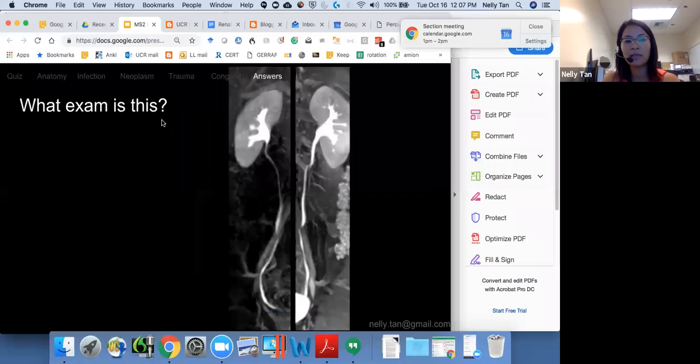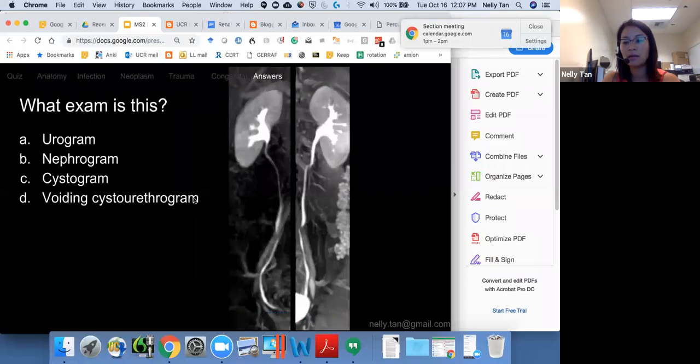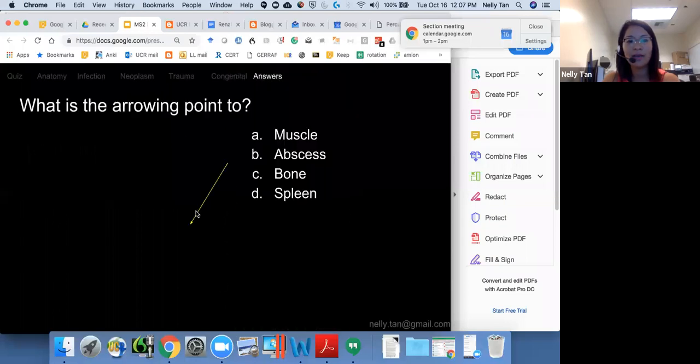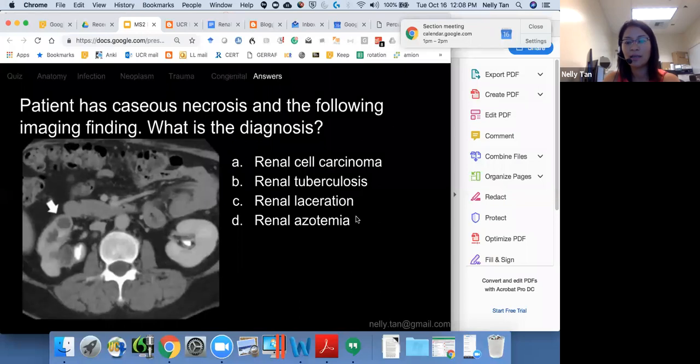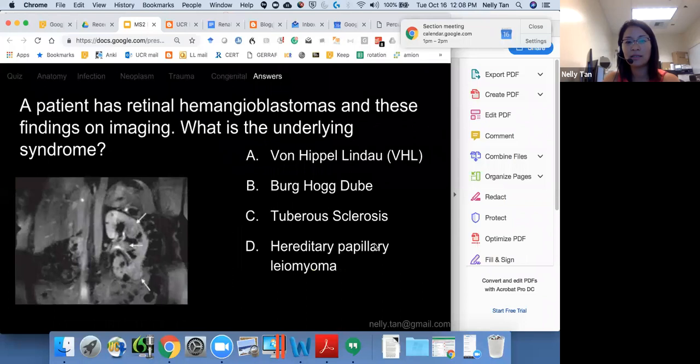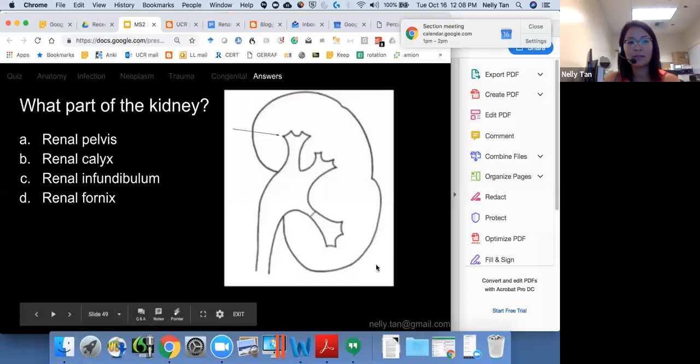So what exam is this? I'm still going to request responses before I will proceed. Good, urogram. Good. Okay, and what is this? Perfect, abscess. And then what is this? TB, good. And then what is this? Good. VHL, good. And then what is this?